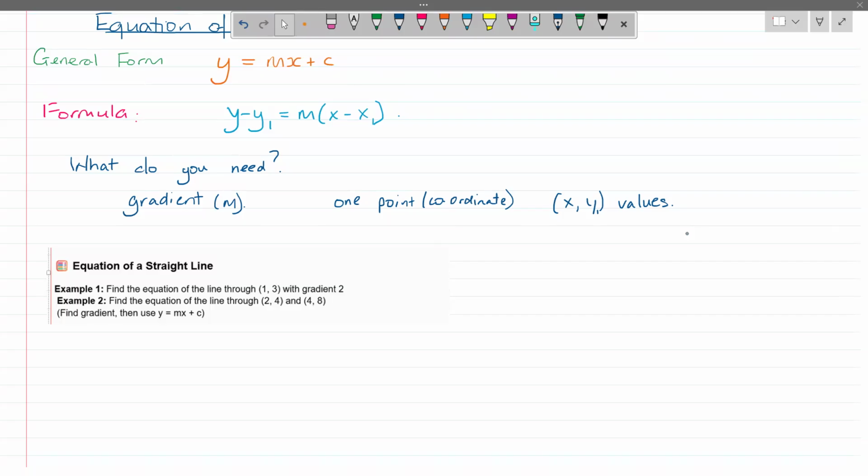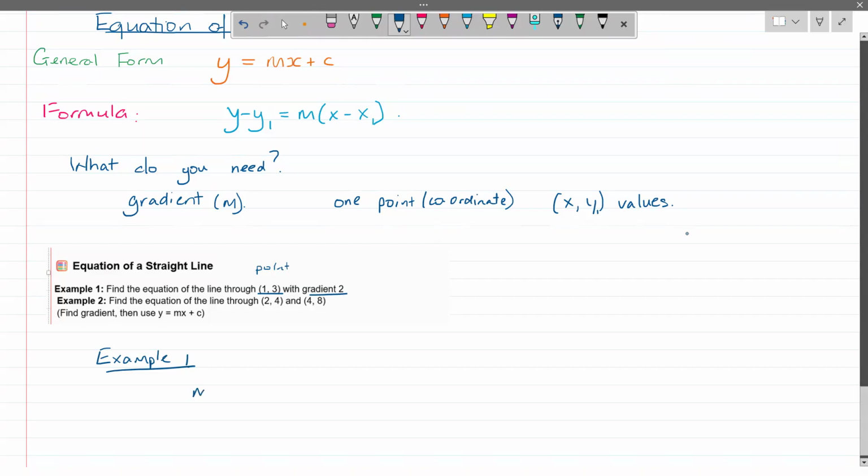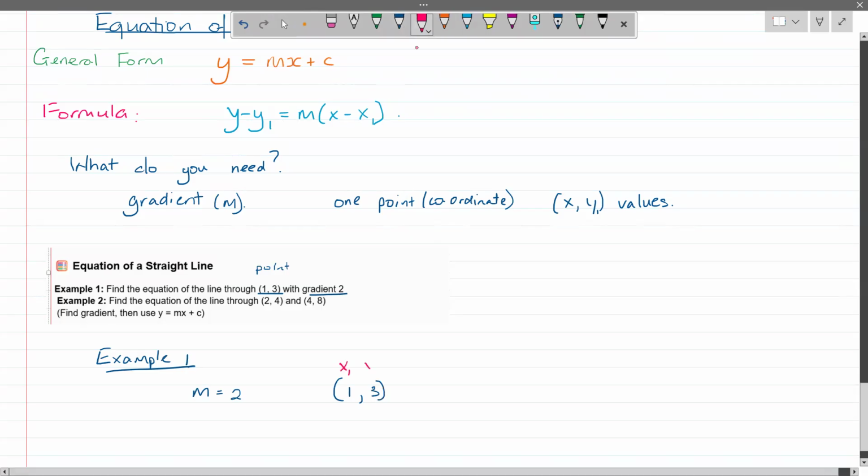So the first example here, we are given the point. So this is my point. And we have a gradient of 2. So we were supplied with the value of the gradient. And we have a point 1 and 3 to provide us with x1, y1 values.